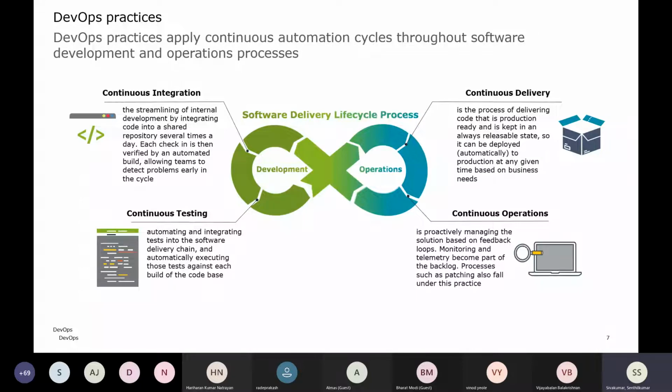Once the testing is done, it is pushed towards operation, and operation continually receives that information from the code level and pushes it towards the delivery process. Once continuous delivery is done, after delivery, they have to do the continuous operation. Continuous operation is the proactive managing of the solution based on feedback, monitoring and telemetry that become part of the backlogs.